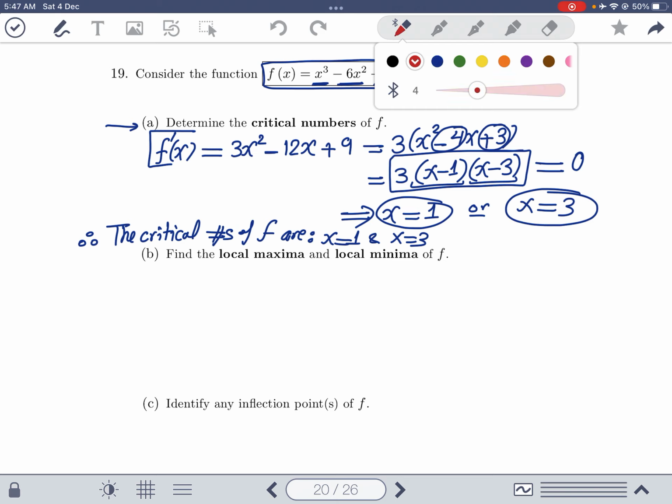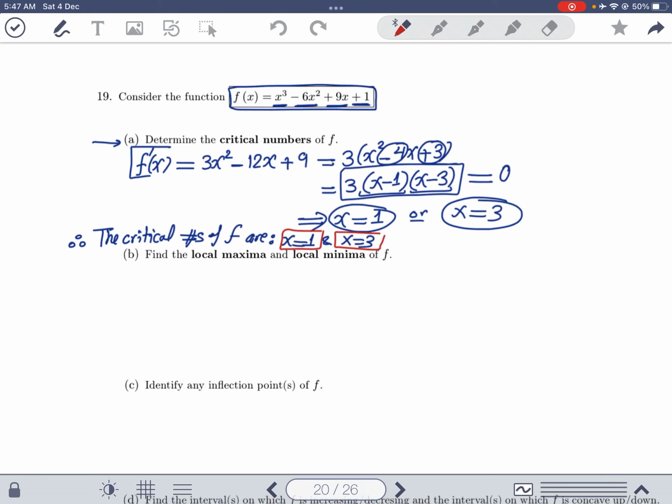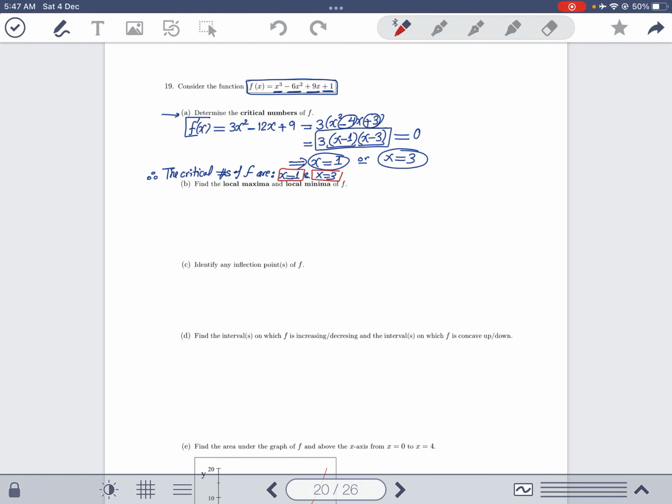What is so special about critical numbers? Why are we computing them? It's because local maximum and local minimum exist at them, and also the function changes from increasing to decreasing at them. So not all the time, but they are the candidates for this. So they are very important to find for any function. And in this case, 1 and 3. Let's study it further by answering part B.